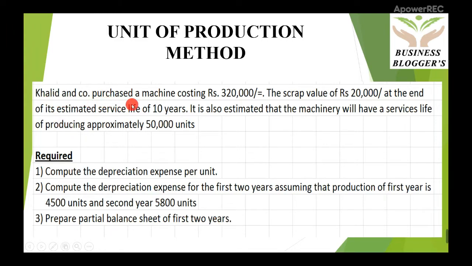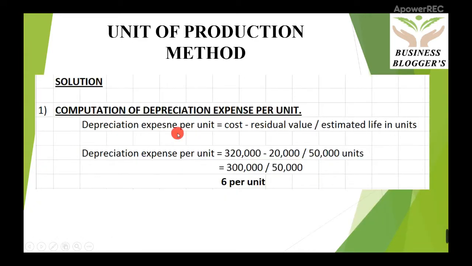Khalid and Co. purchase a machine which costs 3,20,000 rupees, and the scrap value is 20,000 rupees at the end, with a service life of 10 years, right? It is also estimated that the machinery will have a service life of producing approximately 50,000 units. Okay, let's solve the example.